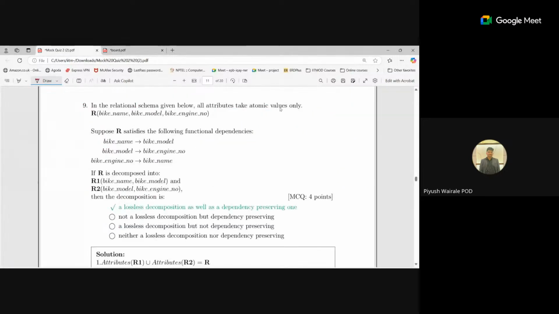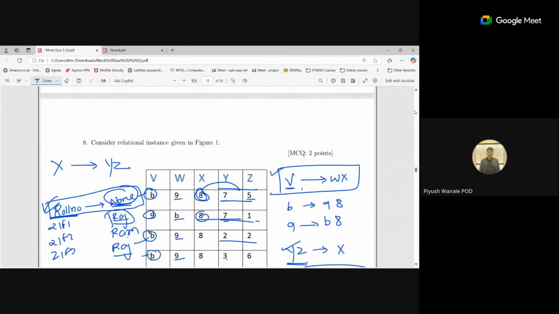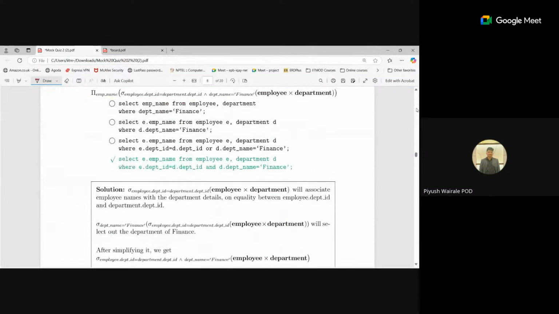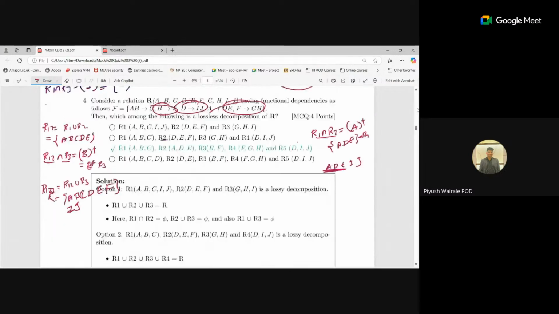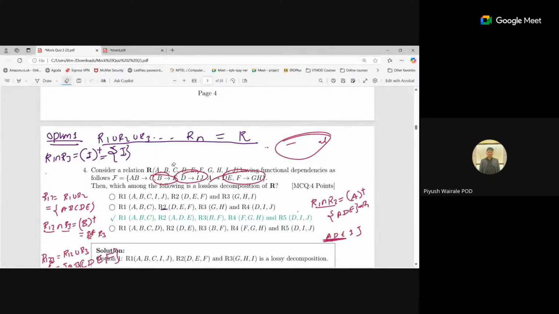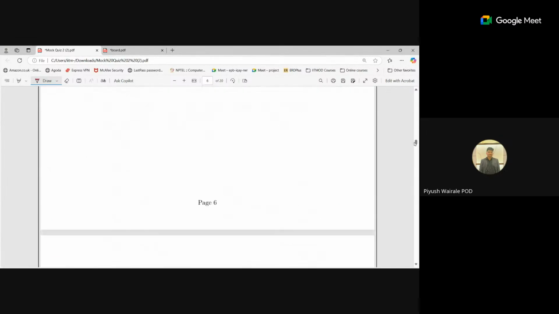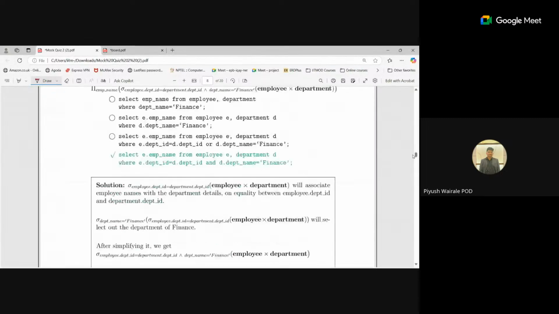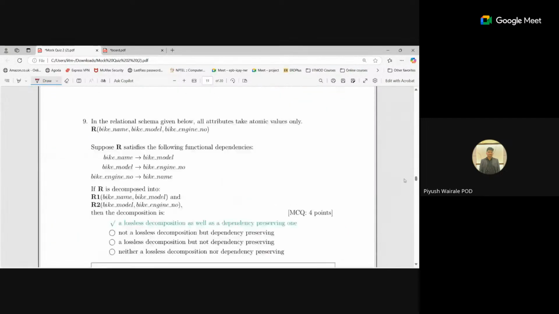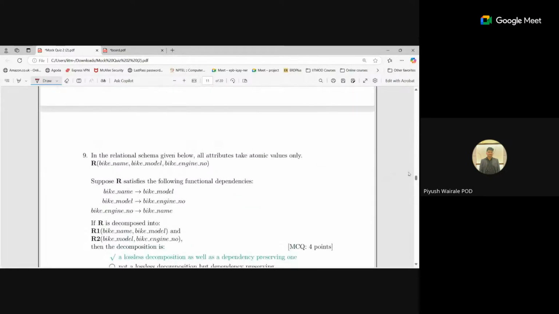For example, if you see what we have discussed in the case of this decomposition, all the FDs must be preserved here, whatever is there. So if you see, ABC is applicable to this, BF applicable to this, IJ applicable to this, AD applicable to this, F applicable to this. So all dependencies are getting preserved, right? But this will not be the case in every question, so we'll discuss it here.